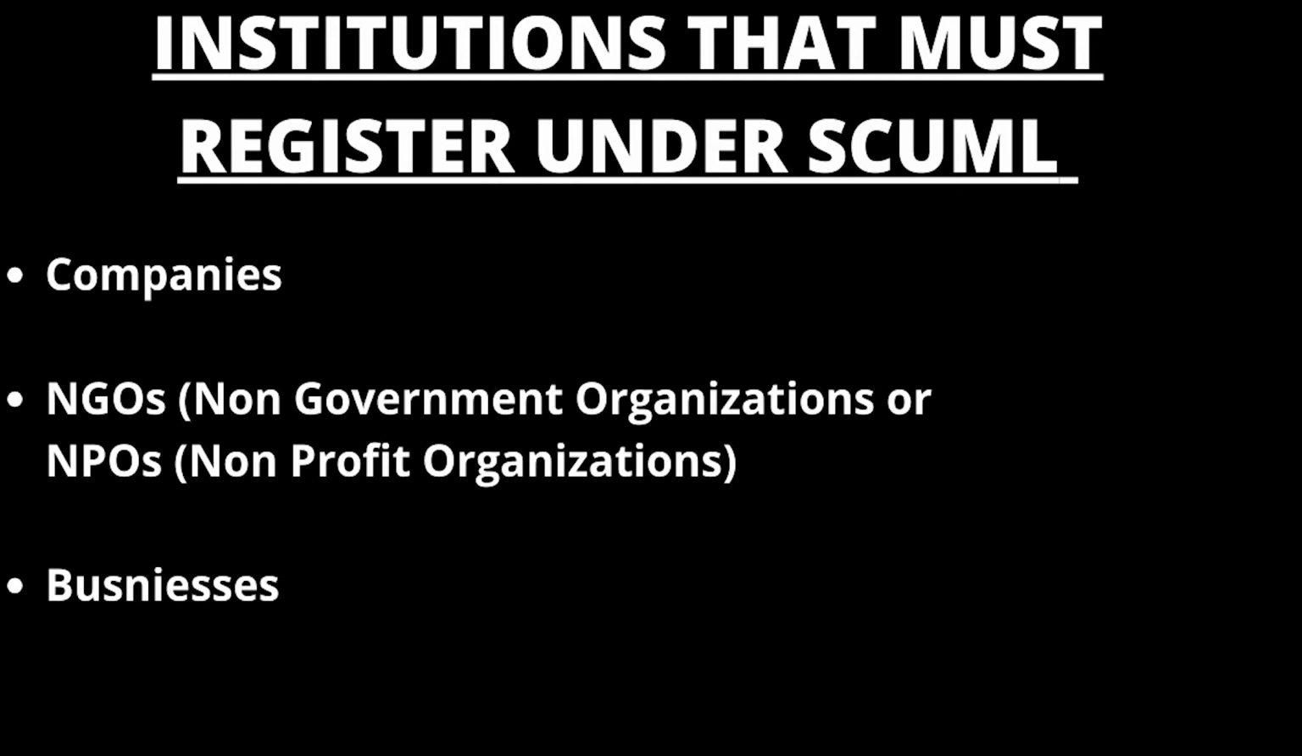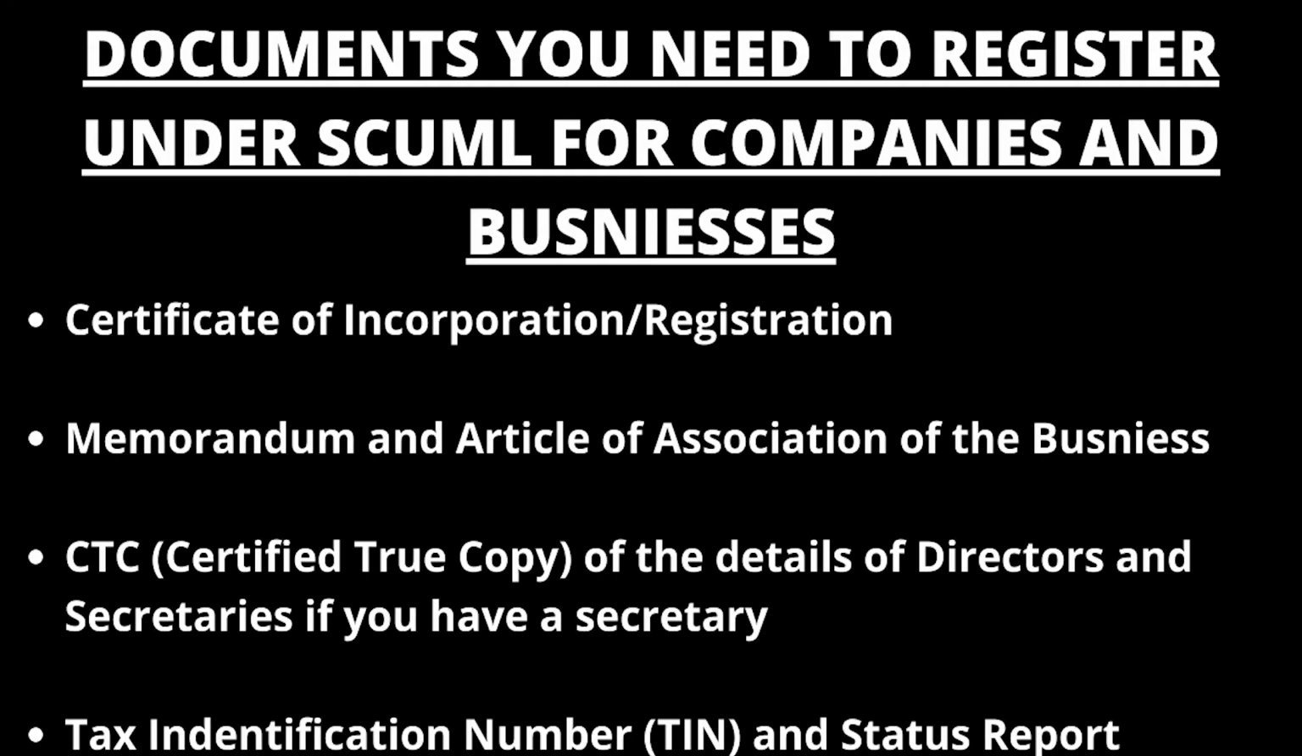So if you want to open an account for your company or for your business, you have to provide your certificate of incorporation or registration, and you would have collected all this information from your lawyer who helped you to register your company or your business. So you get your certificate of incorporation, or registration if it is a business name. Then you get your memorandum and articles of association. Then you get your CTC, certified true copy, of directors and secretary details. Those are part of the documents that are always given by CAC by the time your registration has been concluded.